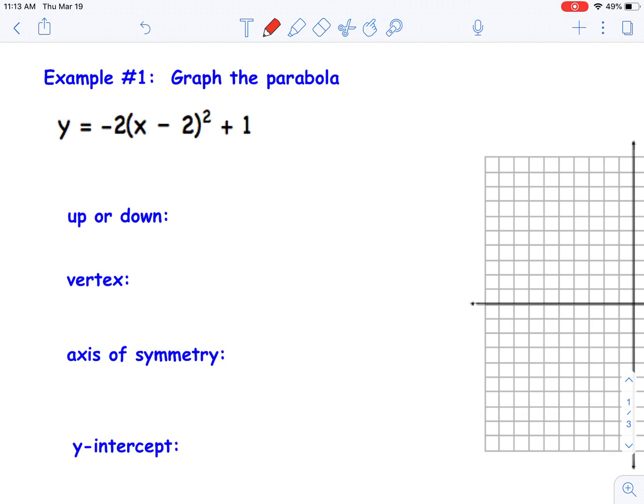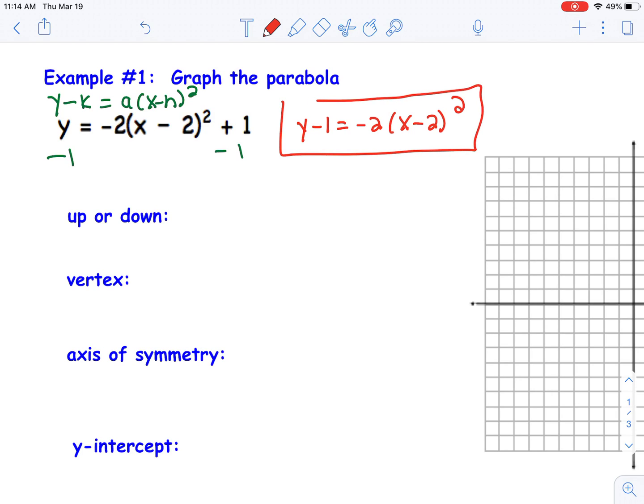Here's our first example. I want to write it in vertex form. So vertex form is y minus k equals a times x minus h squared. I need to move this 1 over. When I do that, I get y minus 1 equals negative 2 times x minus 2 squared. Here's my vertex form. My a value is negative 2, so that means this is negative, so it opens down.